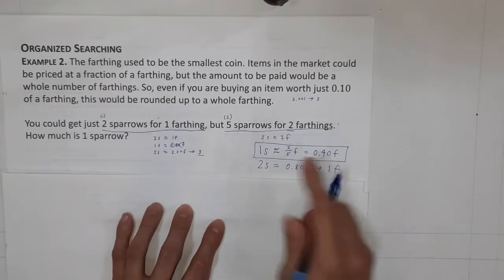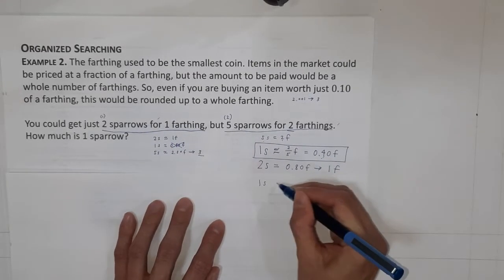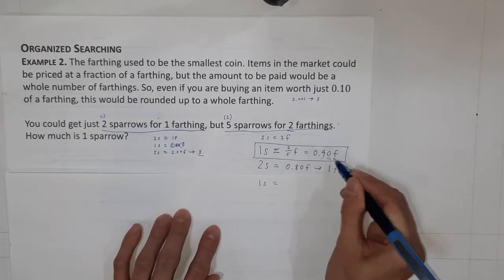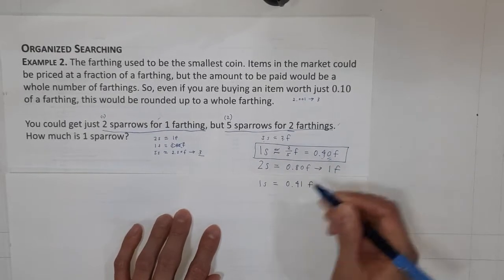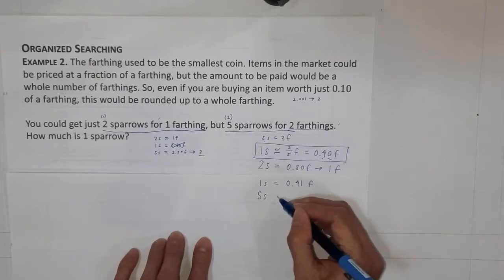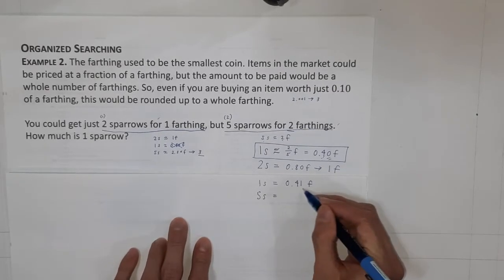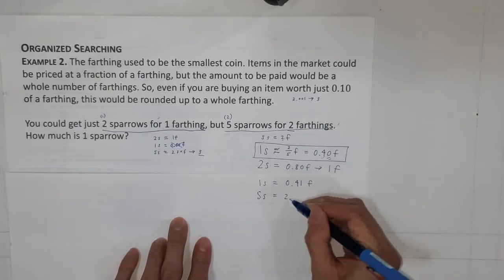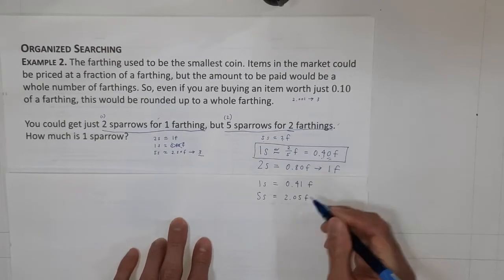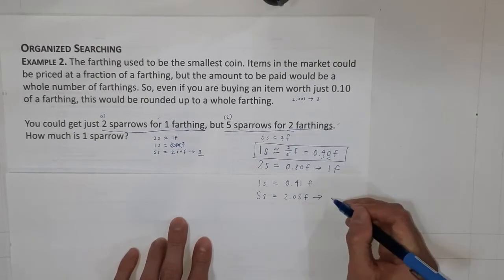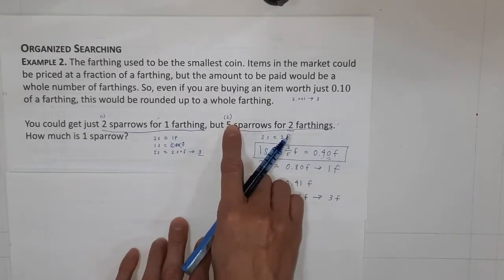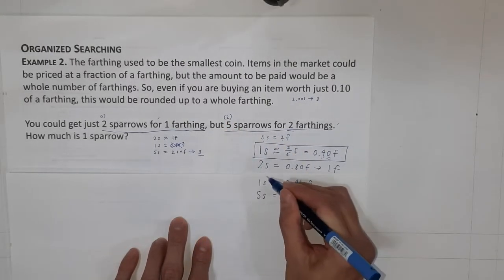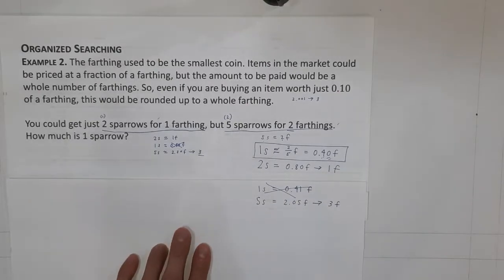Bakit? Kung ang 1 sparrow ay a bit higher than 0.4, so kunwari na lang 0.41, the moment na bumili ka ng 5, you just multiply this by 5, pwedeng i-calculate, that becomes 2.05. But remember, we always round up. So ito ay magiging 3 farthings. Hindi na siya consistent with sentence 2.